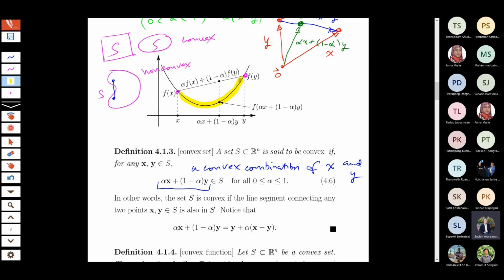In this one, the value of the function f at a convex combination of x and y, for alpha between 0 and 1, lies under the straight line.